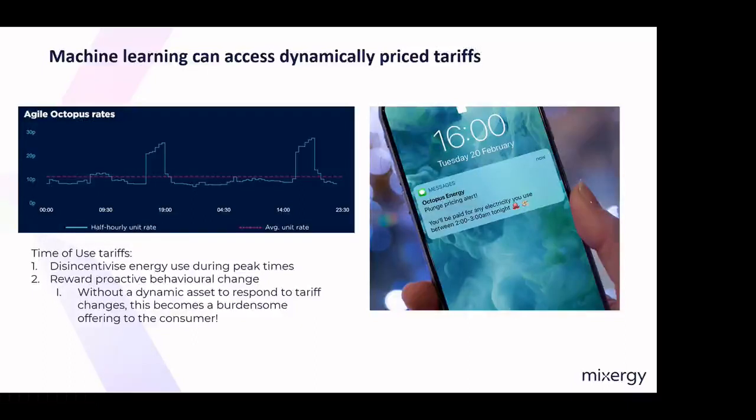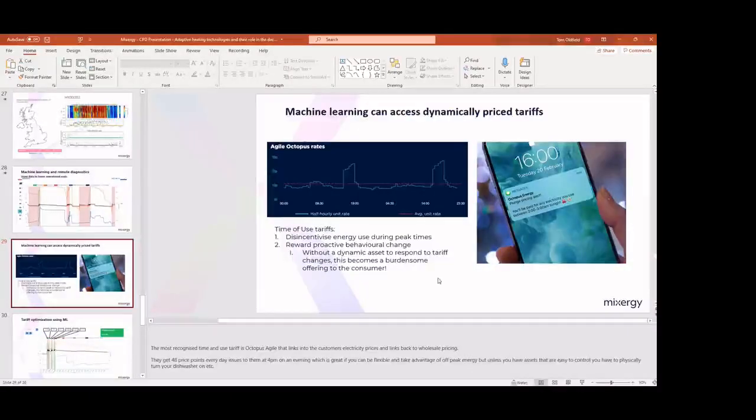So machine learning can access dynamically priced tariffs. The most recognised time of use tariff is Octopus Agile. That links into the customer's electricity prices and links back to wholesale pricing. They get 48 set price points every day, issued to them at 4 p.m. in the evening, which can then be used to make hot water flexible and take advantage of off-peak energy. But unless you have assets with easy control, you'd have to physically turn on a dishwasher or your washing machine. Using machine learning, they can actually access those tariffs and download them.